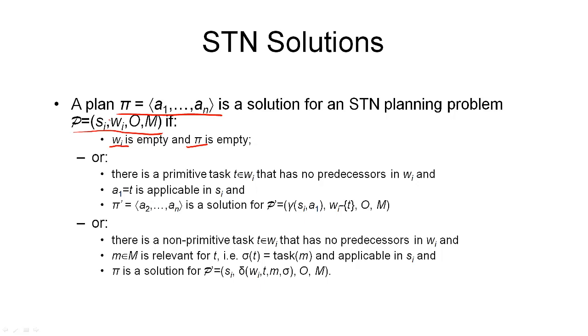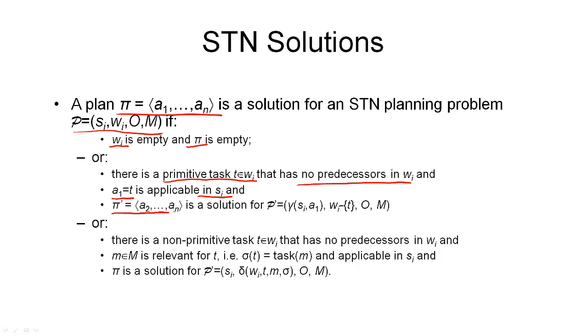The next condition is a little more complex. Suppose there is a primitive task T in our network, and that task has no predecessors in the network. So it's one of the first components in that network. Also suppose that A1, the first action in our plan, is equal to T. So this action accomplishes this first task in our network. And suppose it is applicable in SI, the initial state. Then we can say our plan consisting of A1 through AN is a solution to our planning problem, including the network WI, if the following conditions hold.